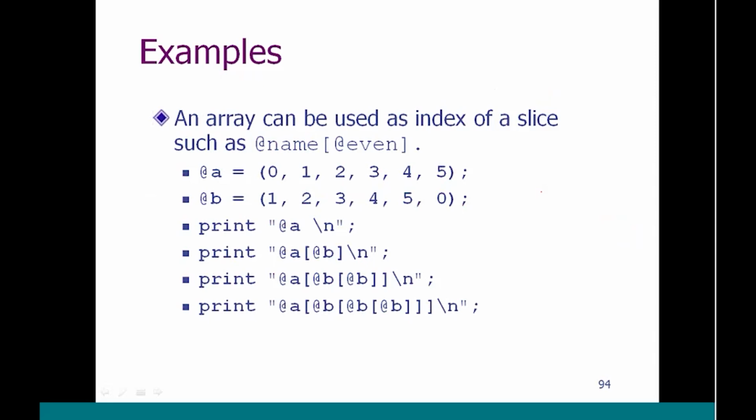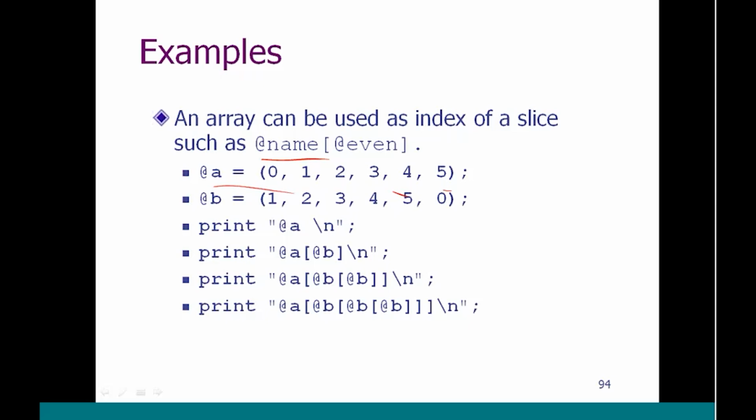So one other key thing to note about the slices, an array itself can be used as an index of a slice. So here the example is $name, and it has the index of $even, which is also another array. So here is another example. $A is defined as 0, 1, 2, 3, 4, 5, and B is actually just one shift to the left, which is 1, 2, 3, 4, 5, and then a 0.